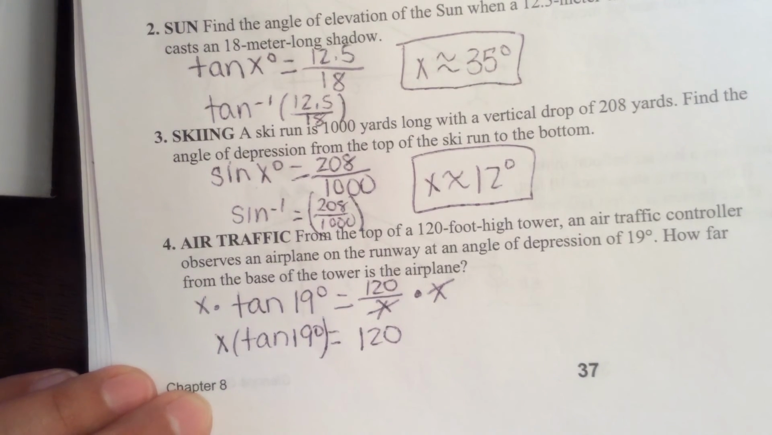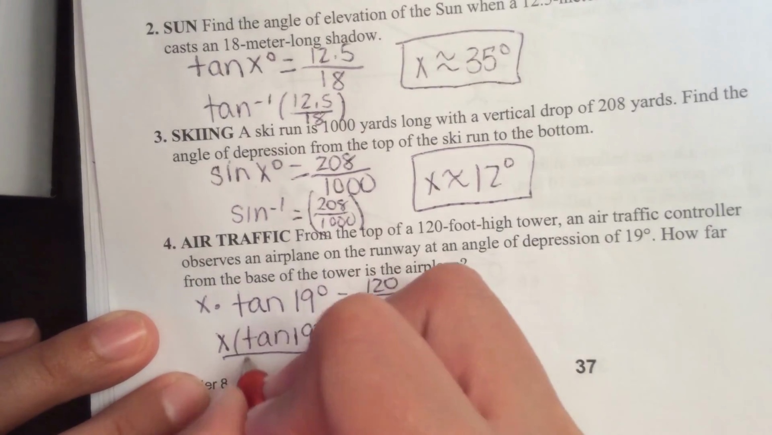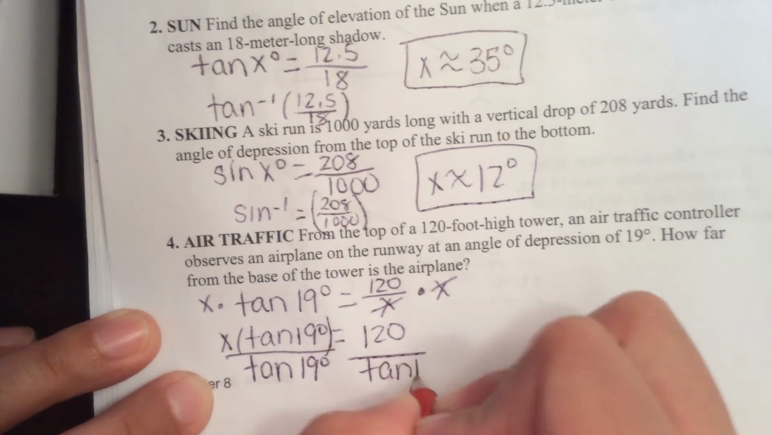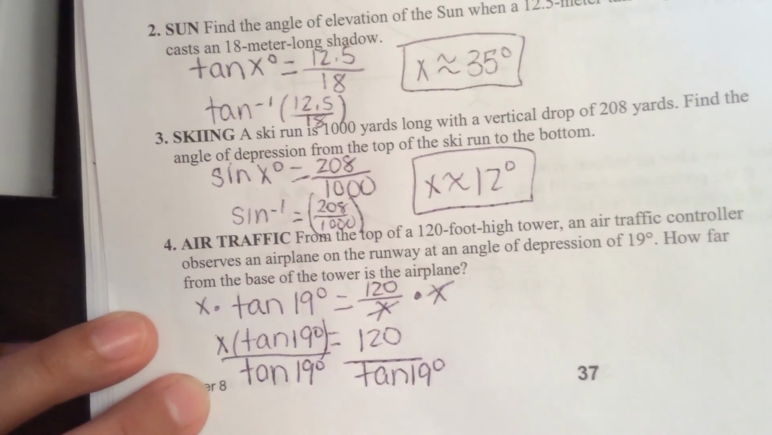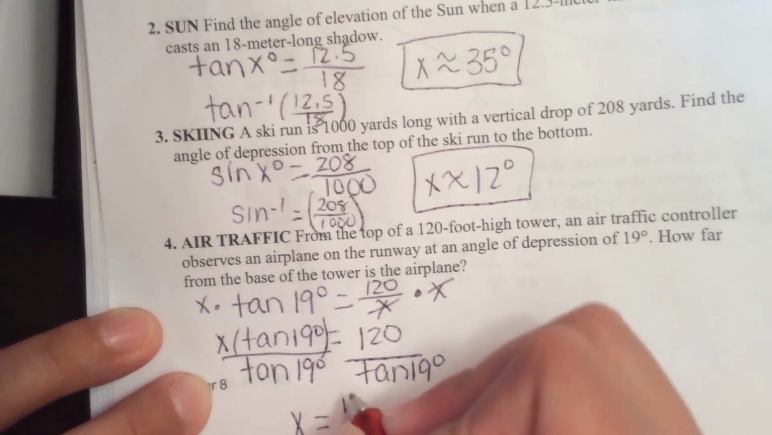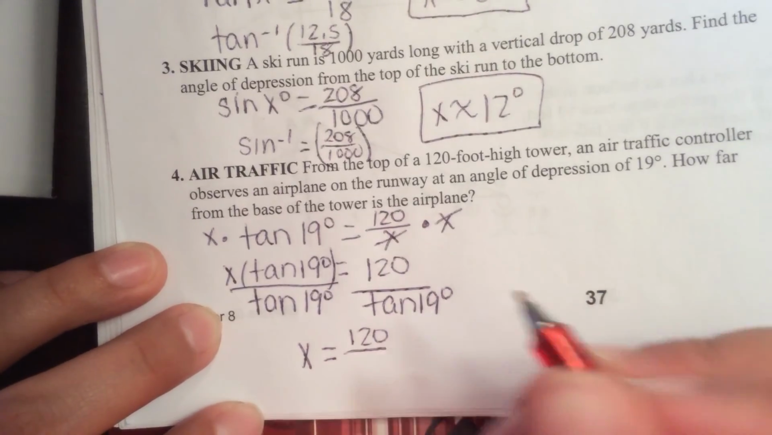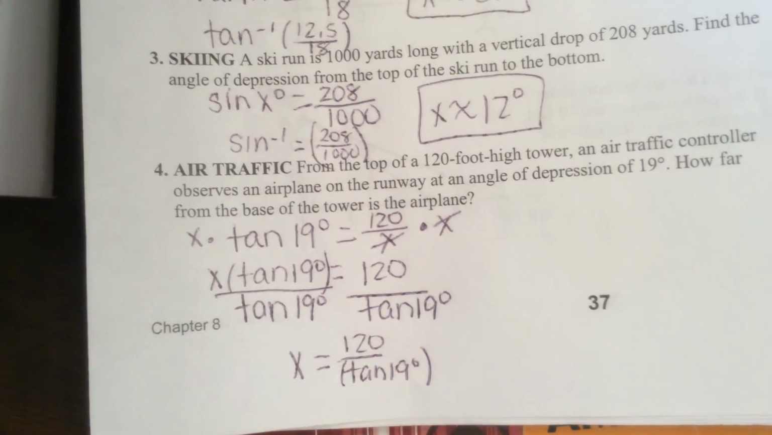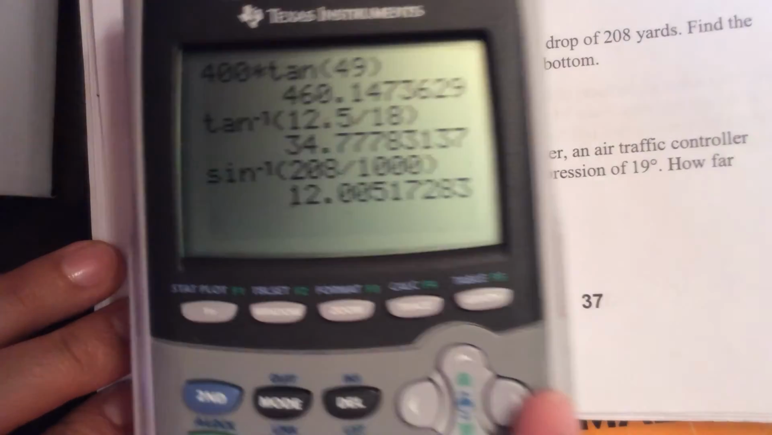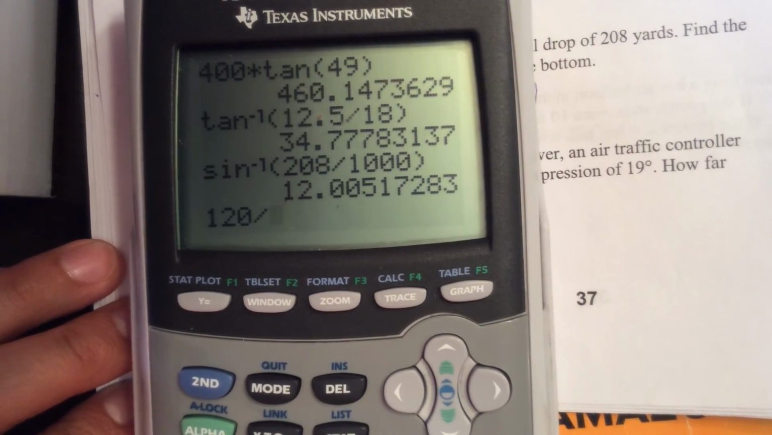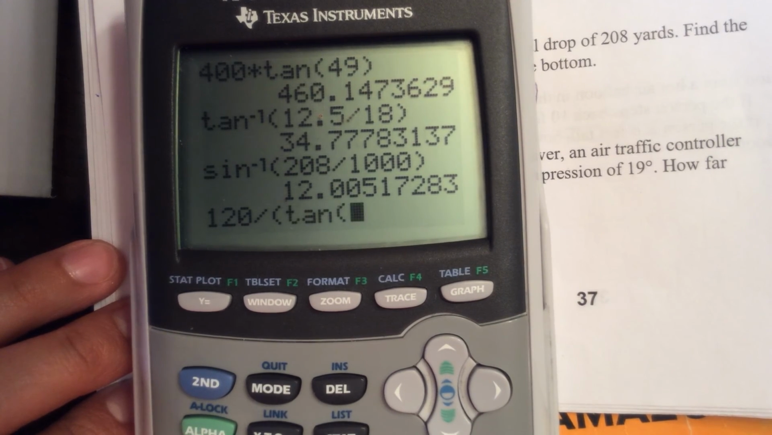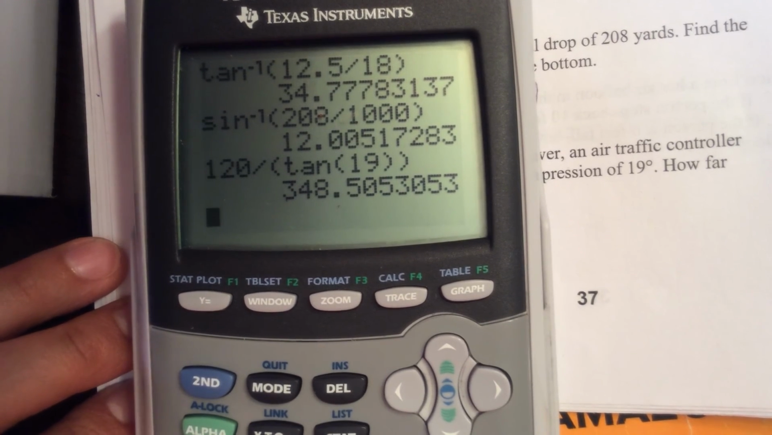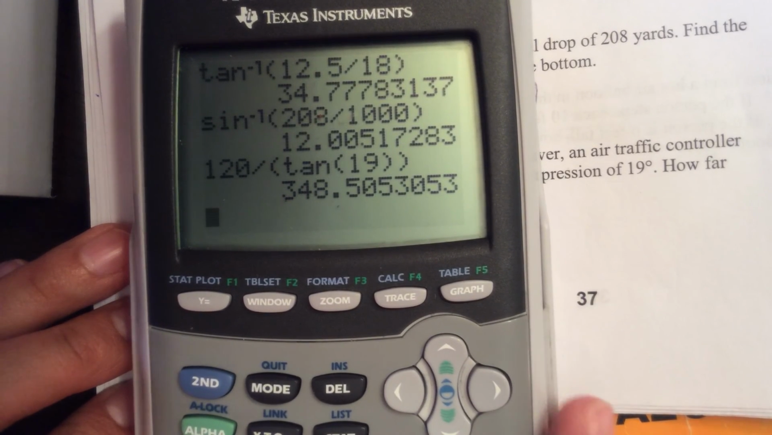In order to get x by itself, we're going to divide by the tangent of 19 degrees on both sides. So that leaves us with x is equal to 120 over the tangent of 19 degrees. We'll type that into our calculator. 120 divided by the tangent of 19. And that gives us approximately 348.5 feet.